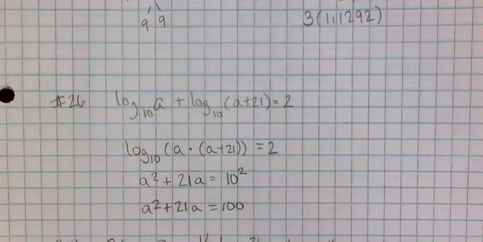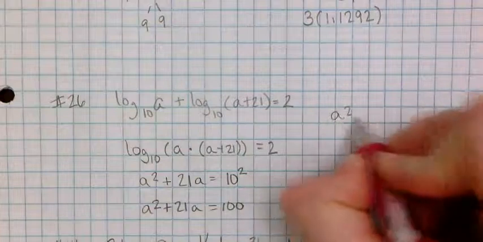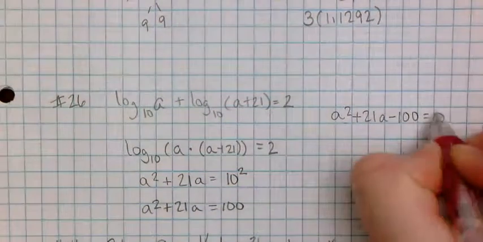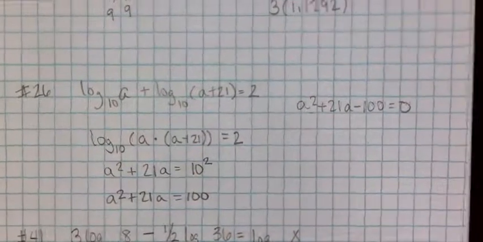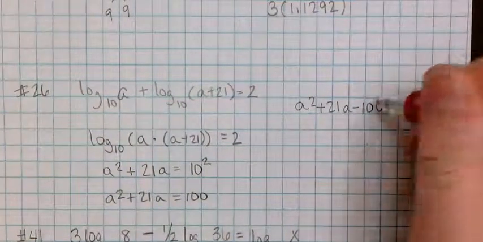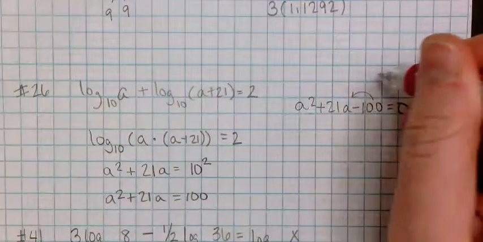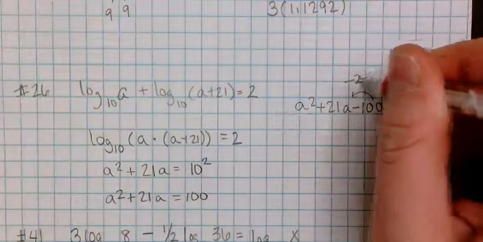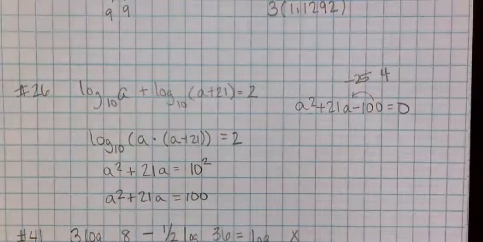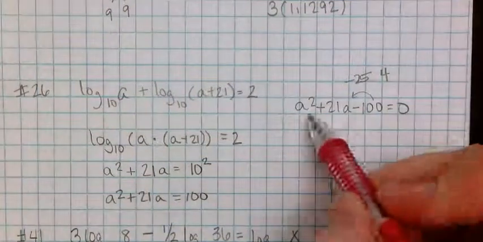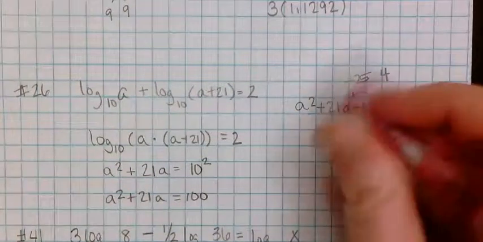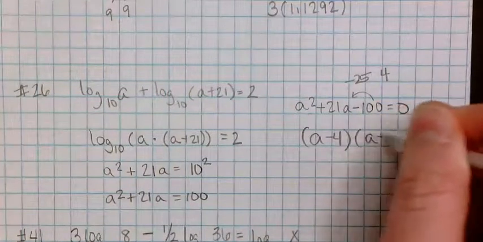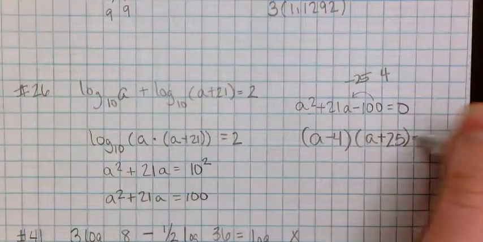So getting that equal to zero, I have a squared plus 21a minus 100 equals 0. Now that I have that, I need to factor. What are the factors of negative 100 that add up to 21? I have negative 25 and 4. Those give me, excuse me, a negative 21, so I'd want to switch those. So I'd have the factors (a minus 4)(a plus 25) equals 0.